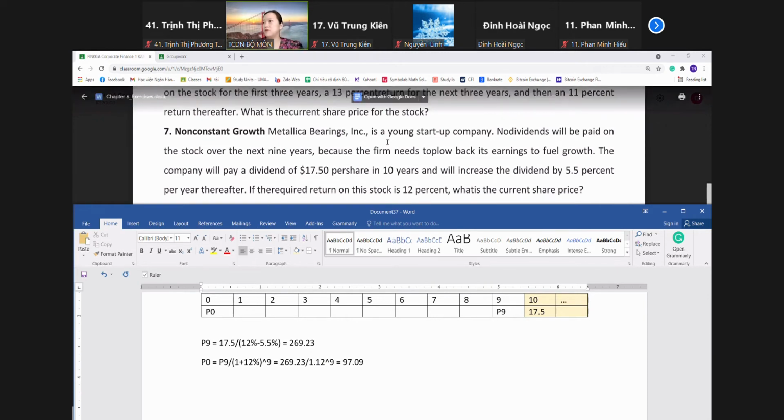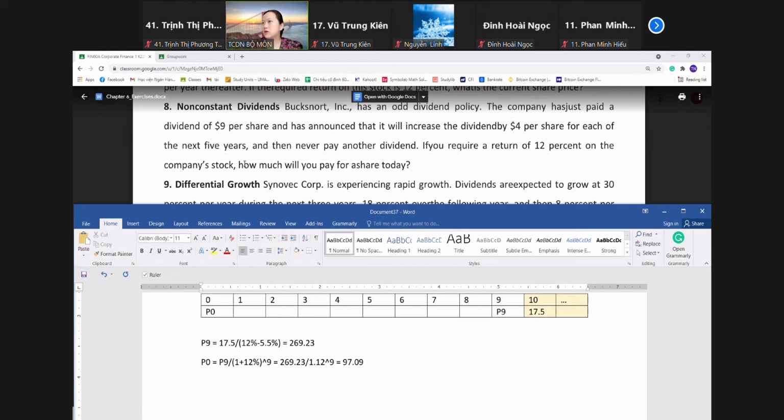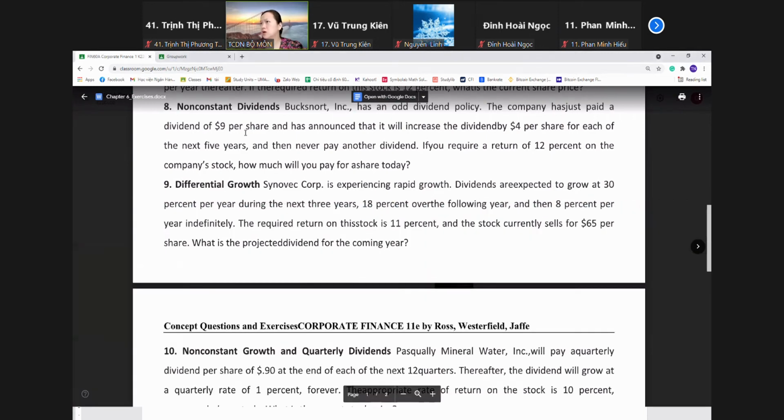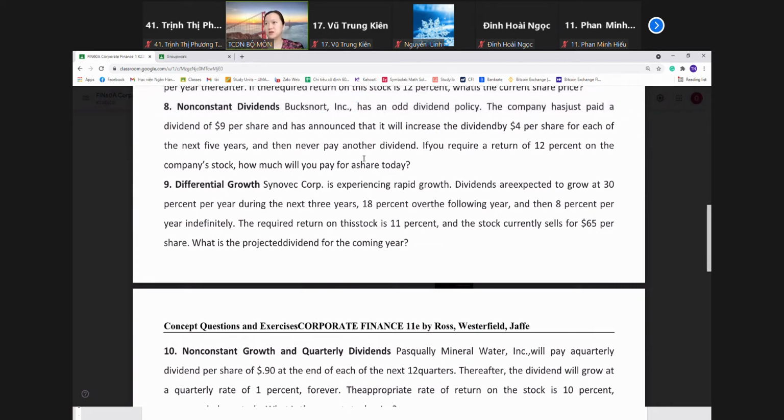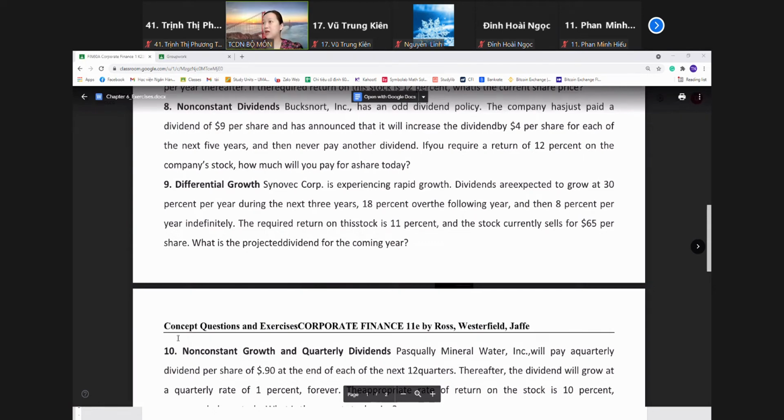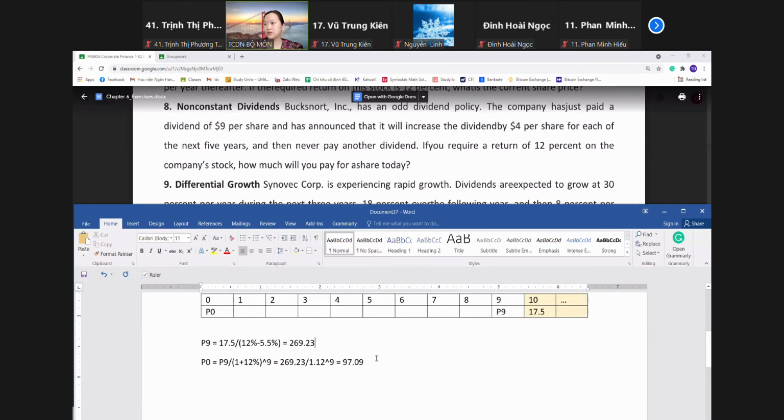This is exercise 7. The other one right here, we go with the non-constant dividend, right? Non-constant dividend is a type of dividend that in the first part, the dividend will grow, or increase. Well, this is not a constant growth dividend, right? You find out that the just-paid dividend is $9 per share and increases by $4 per share for the next 5 years, and will never pay dividends after that. So actually, you find out that this is only 5 cash flows, right? Only 5 cash flows.